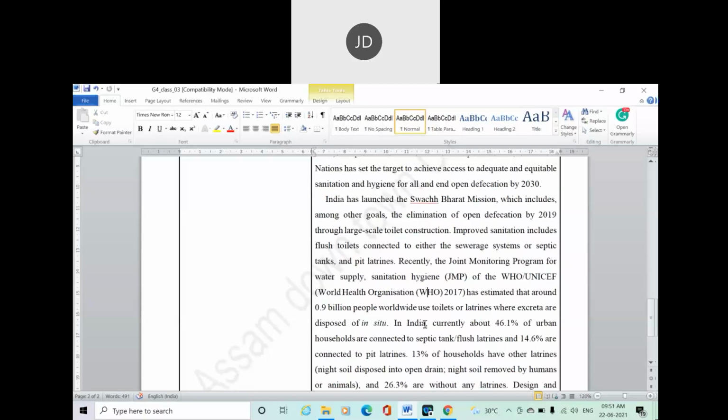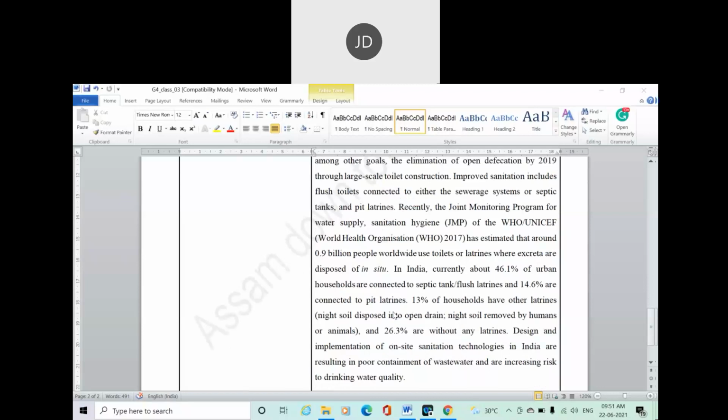Recently, the Joint Monitoring Programme for water supply and sanitation hygiene, in short JMP, an international group of WHO and UNICEF, has estimated that around 0.9 billion people worldwide use a toilet or latrine where excreta are disposed of in situ. That means the waste is disposed of in the field itself.